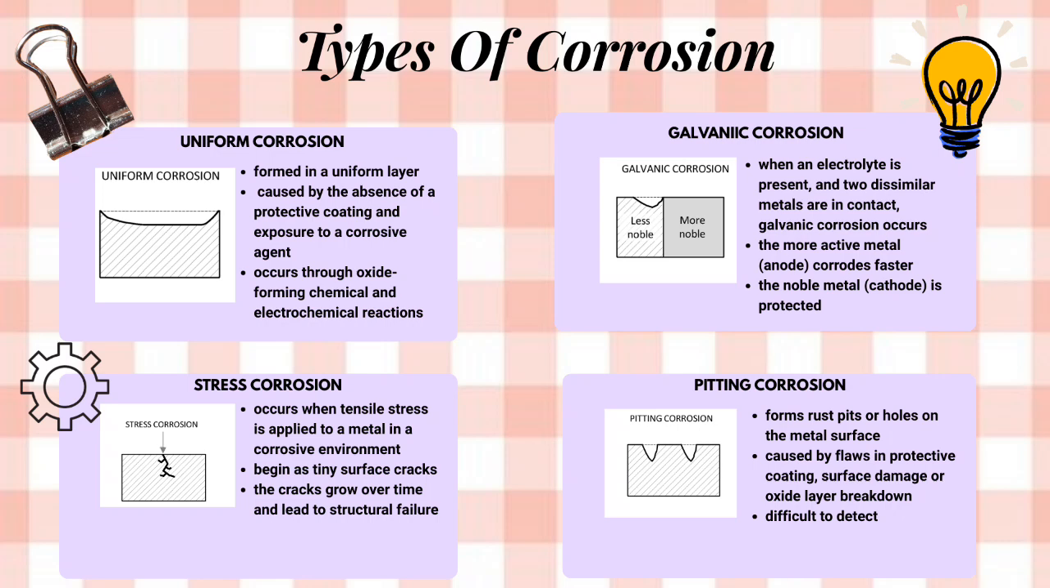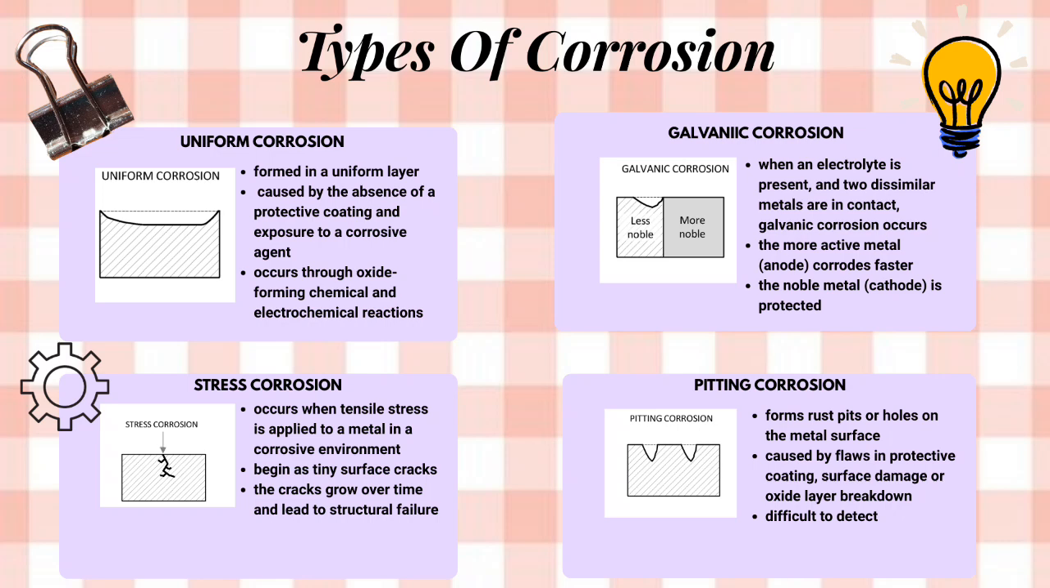And the third one is stress corrosion. It occurs when we apply a tensile stress to a metal in a corrosive environment. First it will just begin as tiny surface cracks that will eventually grow and also lead to structural failure. For example, copper alloy in ammonia and also stainless steel in a chloride condition.